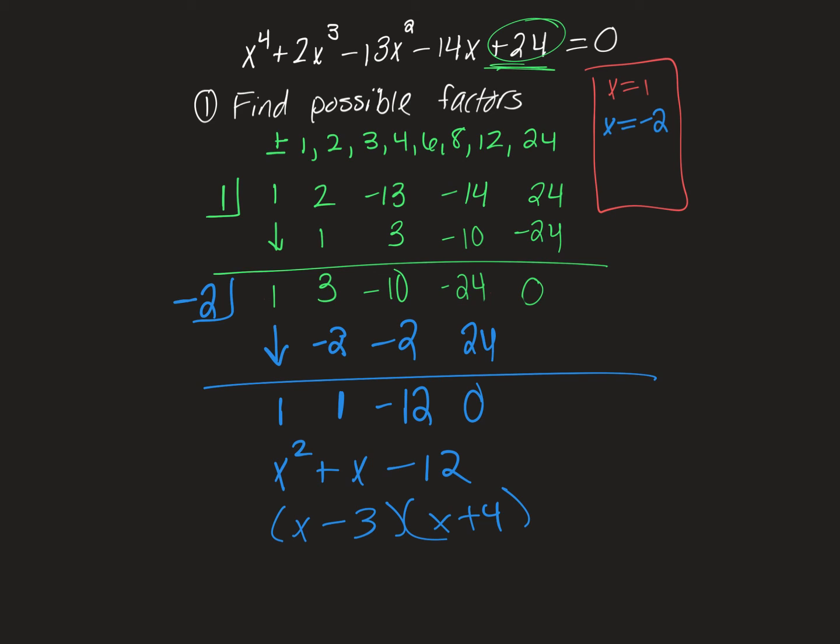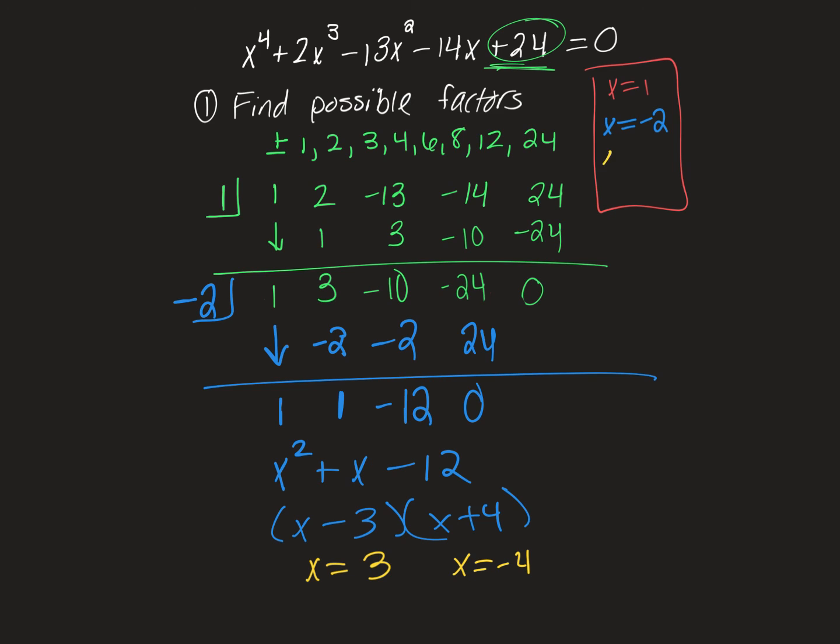Do you have to have both answers for it to be right? Like if that was on a quiz and I just put 1, would you count it out for me not having a negative 2? Yes, because you have to have both answers. So now we know that x equals 3 and x equals negative 4.